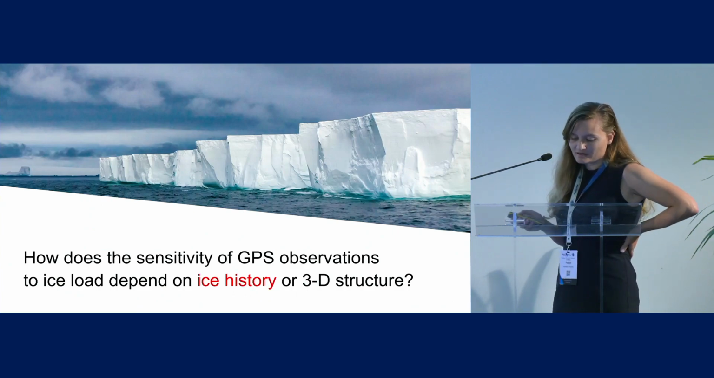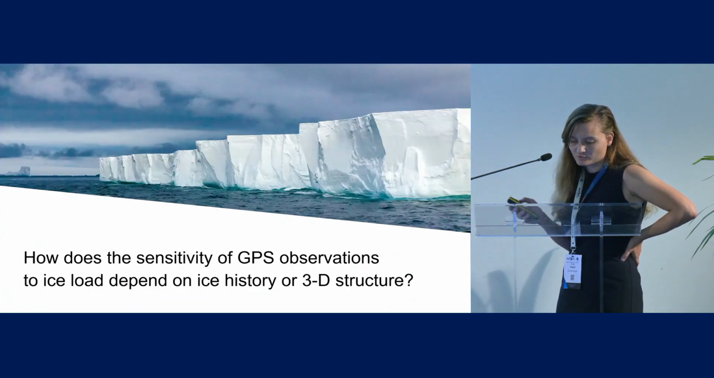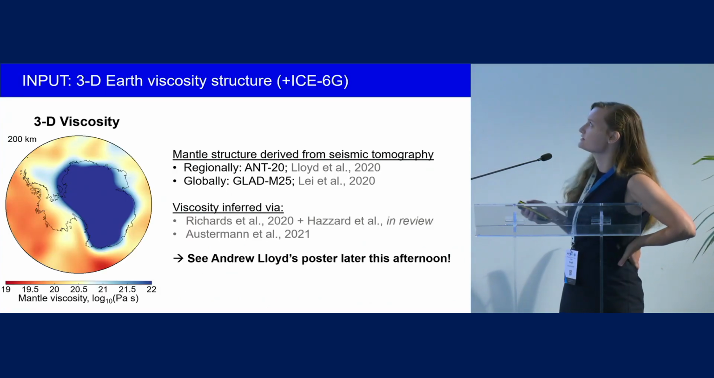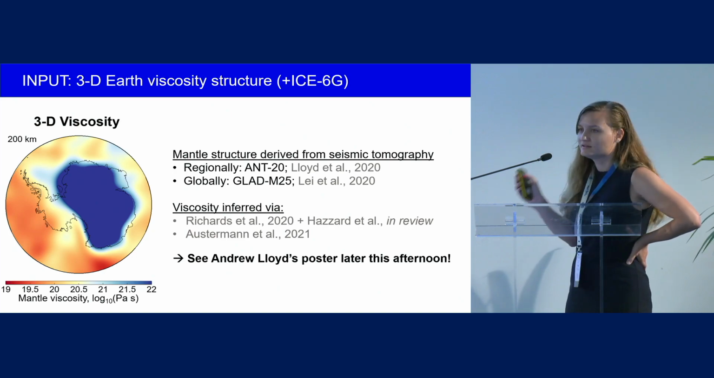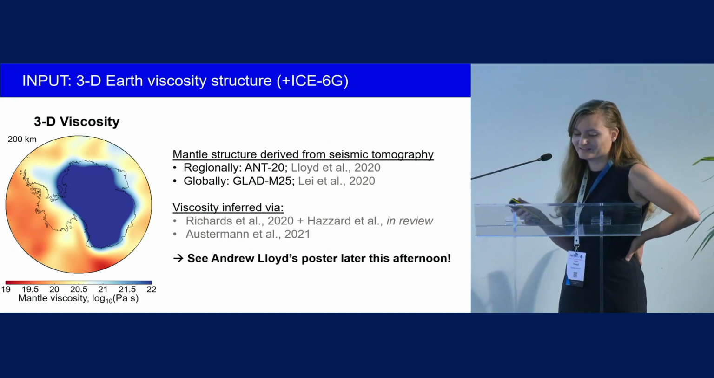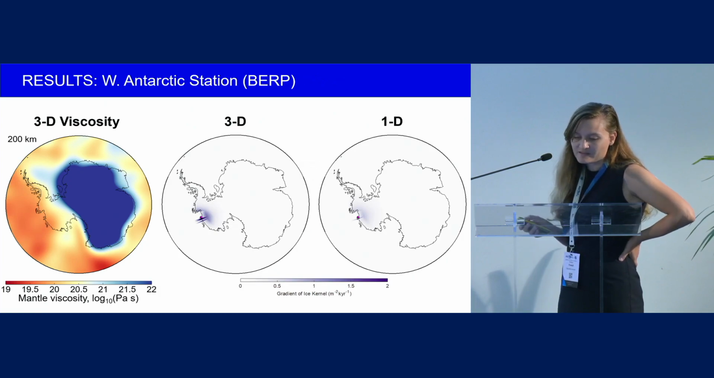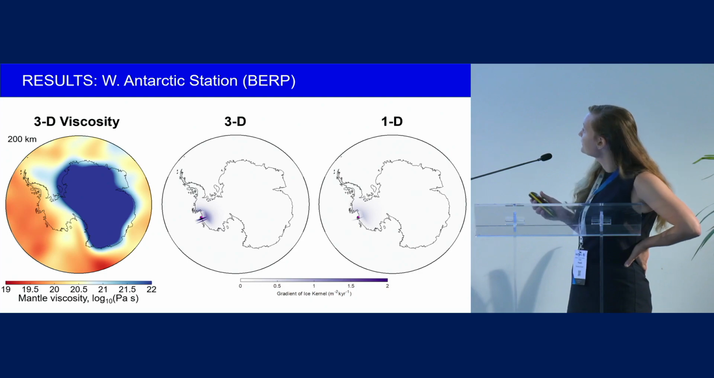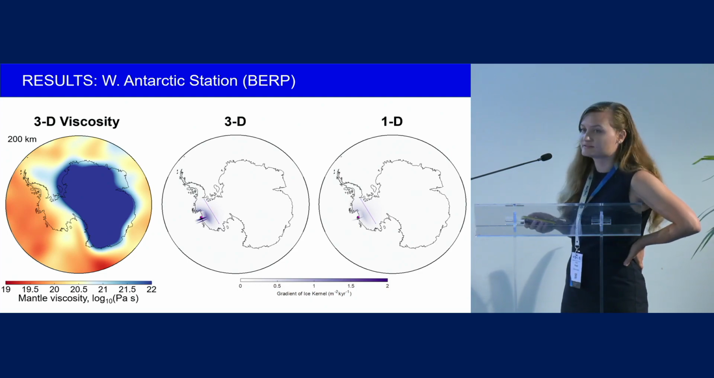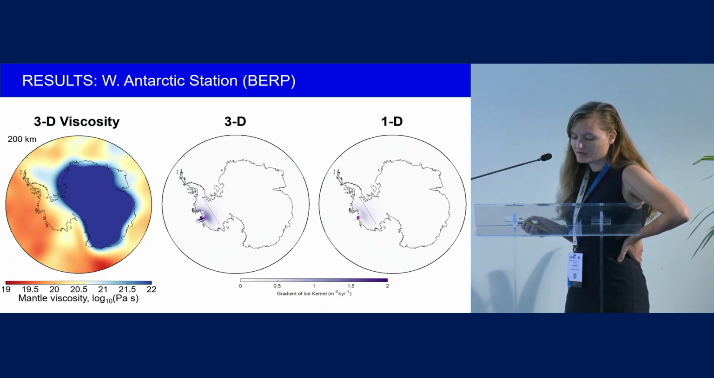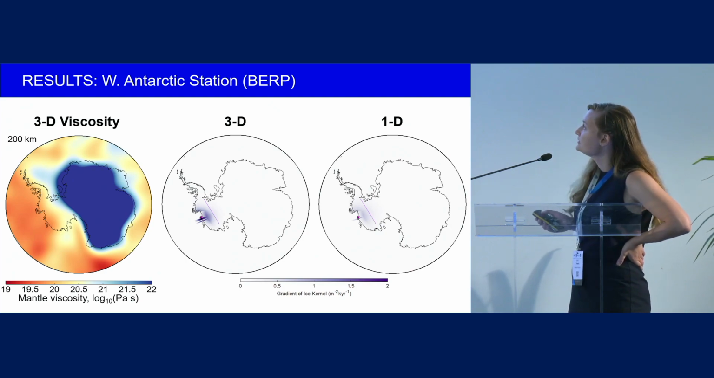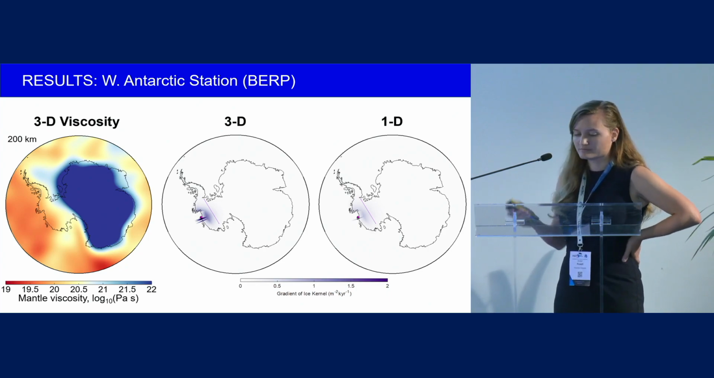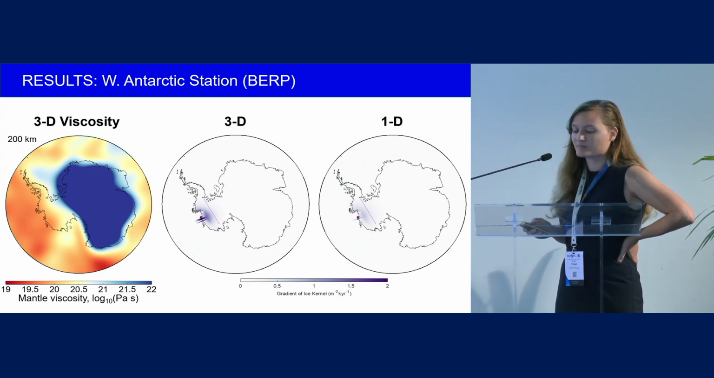I'm going to skip through the ice history question and get to the more interesting one: how does it depend upon 3D structure? Here is our input 3D Earth viscosity model. See Lloyd's poster for more details, please, number 238. And here are the results. Once again, we see length scales similar to what we saw before, about the size of Texas. And we see that the sensitivity is greater in models where the viscosity is weaker, as we saw before.